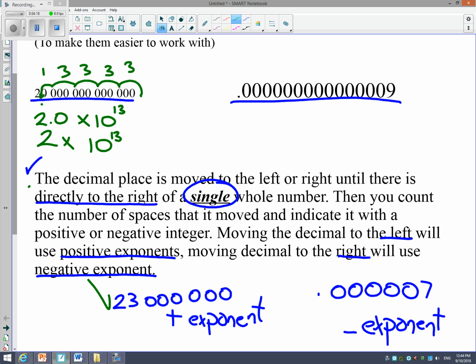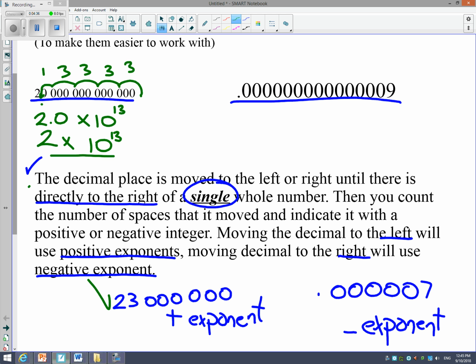Now both of these answers are right: 2.0 times 10 to the 13, or 2 times 10 to the 13. I would say that this is probably where you'd want to go, but we're going to do a lot more work where you will actually have a decimal in it, because not all of our numbers will always be zeros.